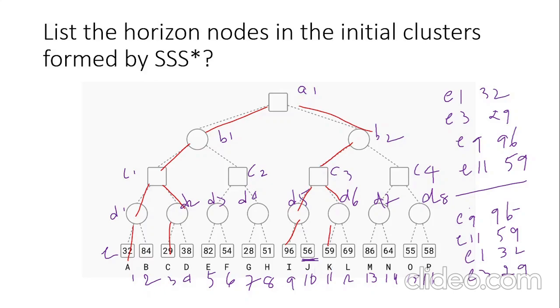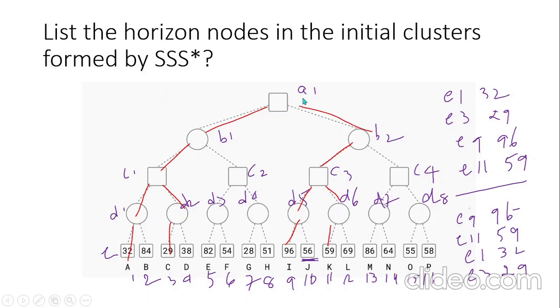So the reference nodes are the nodes in the initial clusters formed by the SSS. This is the procedure to follow for calculating the initial clusters formed by the SSS algorithm. For max, choose all. For minimum, choose one, the leftmost, until the leaf nodes are reached. These are the first horizon nodes in the initial clusters by the SSS.